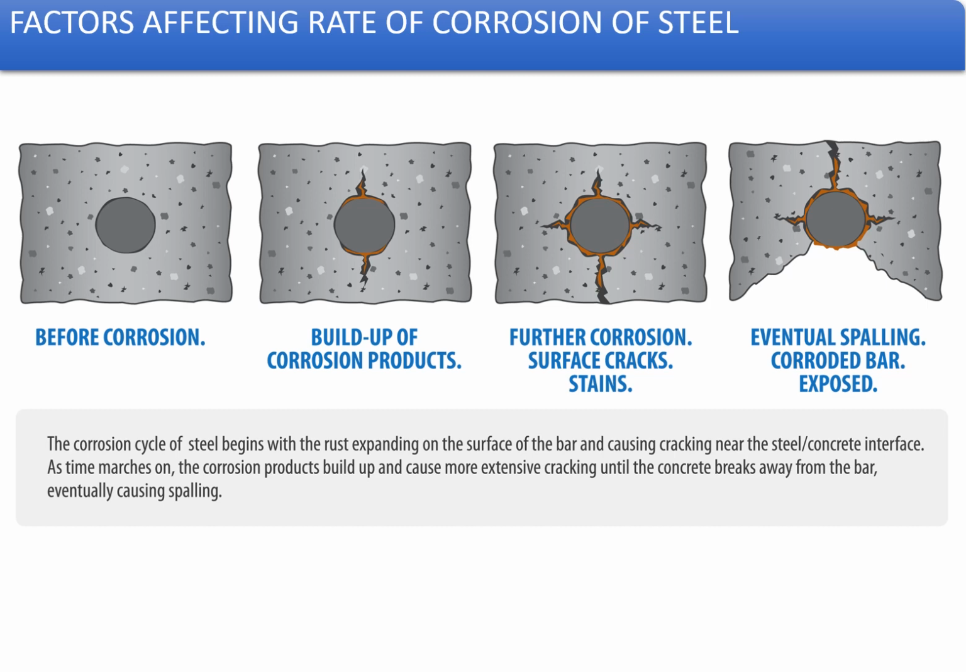So the corrosion cycle of steel begins with the rust expanding on the surface of the bar and causing cracking near the steel or concrete interface. As time marches on, the corrosion products build up and cause more extensive cracking until the concrete breaks away from the bar, and eventually causes spalling, thereby exposing the reinforcement which is placed at that particular location.